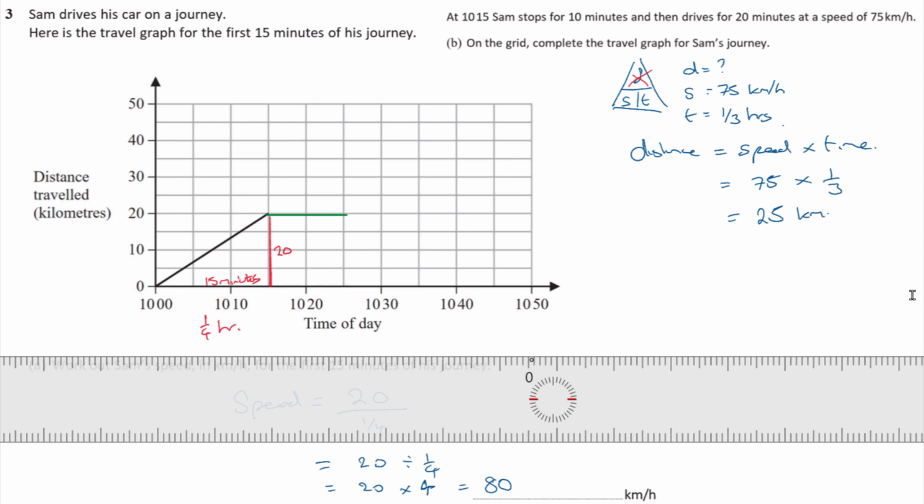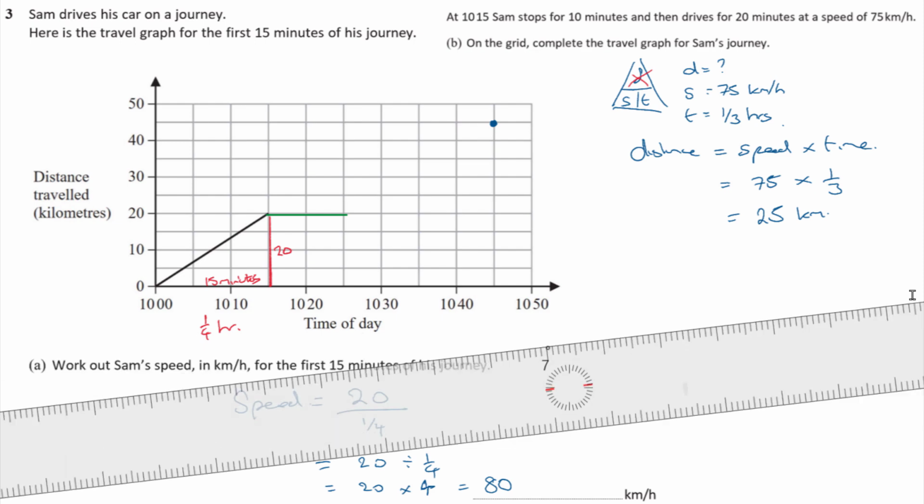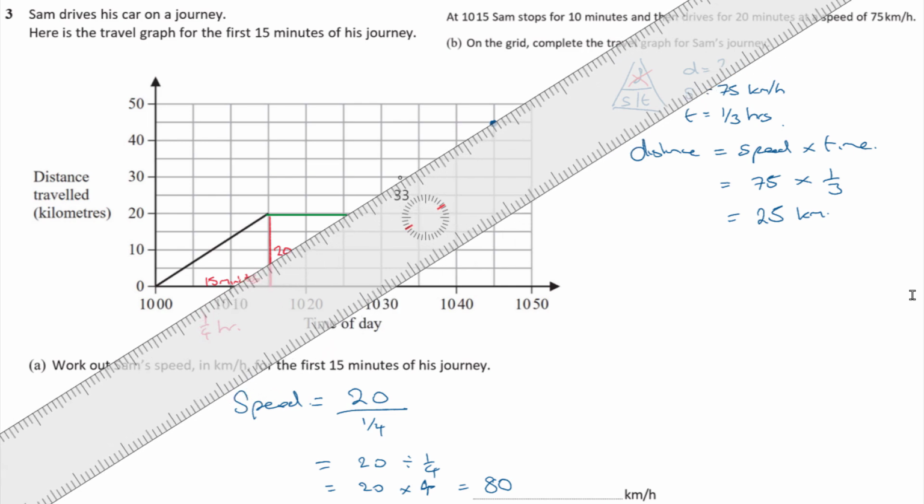So I know in 20 minutes he's going to go 25 kilometers. So I can come along to 10:45, which is 20 minutes later, and go up 25 kilometers up my scale. I'm currently at 20, so if I add on 25, that takes me up to 45. So I'm going to have a point here at 10:45 at a height of 45, and I'm just going to join that up with a straight line.